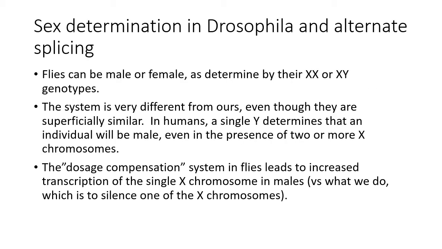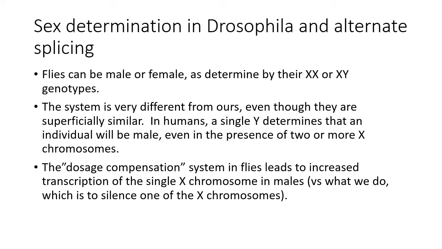So what we're going to talk about is sex determination in Drosophila, which superficially looks like what we do in mammals, but the mechanisms involved are totally different, right? Flies can be males or females, XX or XY. So can we. But it's very different from ours because if you're a mammalian female, you've got two X's, and if you're a mammalian male, you have only one X. So you have to have a way to alter the dosage of one or the other in order to equalize the dosage between the sexes.